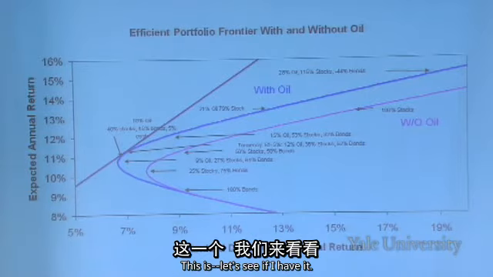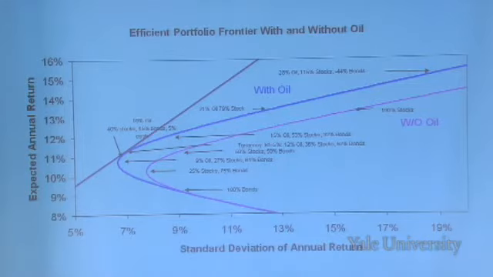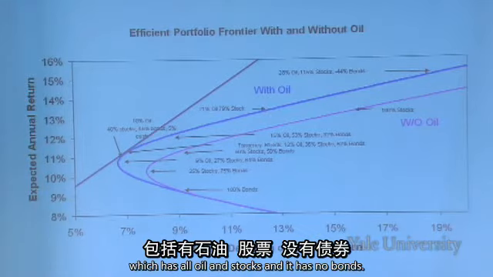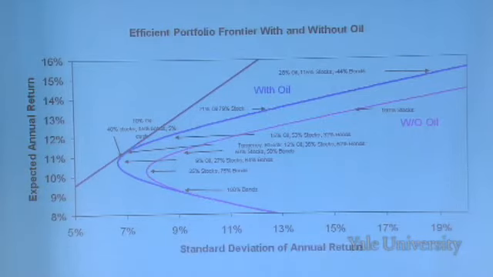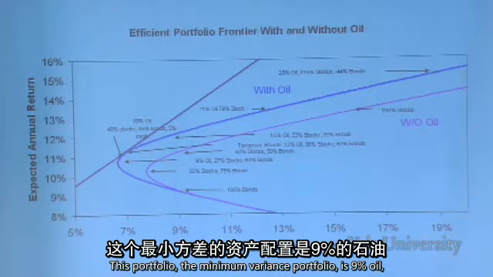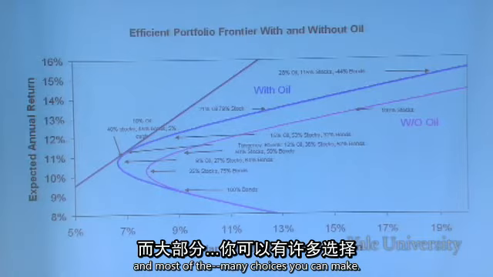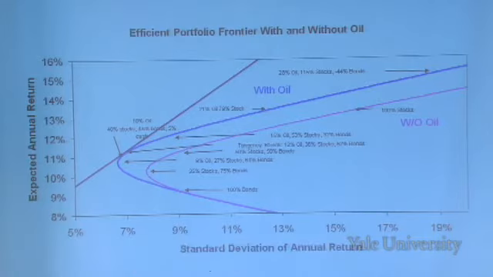And so you can see some of the points I made along the blue line here. This is a portfolio which has all oil and stocks and it has no bonds. This portfolio, the minimum variance portfolio, is 9% oil, 27% stocks, and 64% bonds. And those are the many choices you can make.